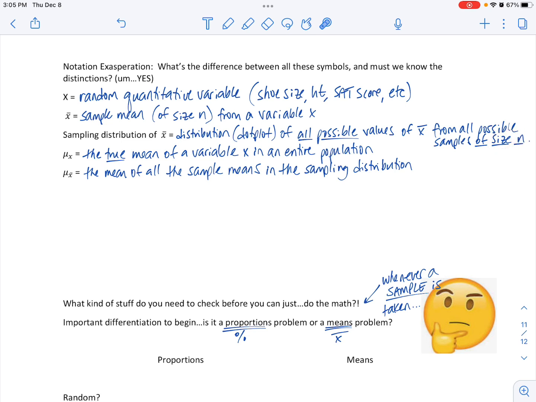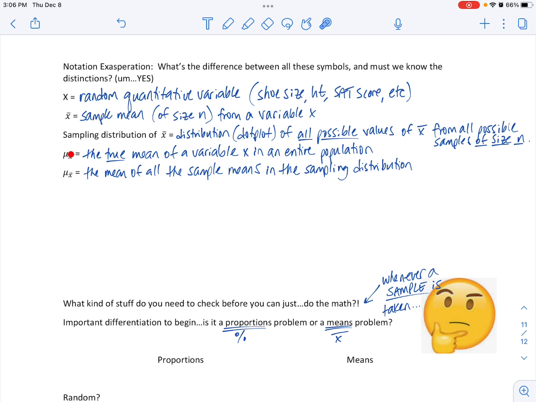And it has every single possible combination from size n, whatever the size is. So a lot of times in class we did samples of size 5. That means every single dot on that dot plot comes from a sample of size 5. Sample could also be 10. We've done some pretty big samples in some of the problems we've talked about, but it includes every single possible value of X bar from all possible samples of size n.